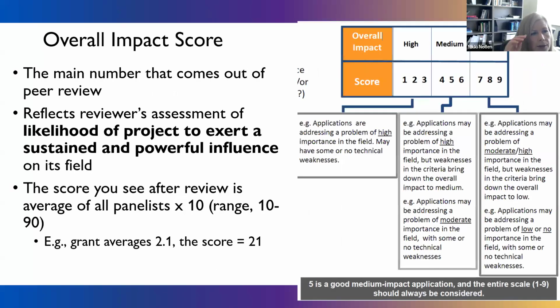So the main number that comes out of the peer review process is this overall impact score. And this reflects the reviewer's assessment of the likelihood of your project to exert a sustained and powerful influence on the field. That is very clear. And when reviewers are writing the overall impact statement, that is what they are being asked to really think about in determining the score for your application.